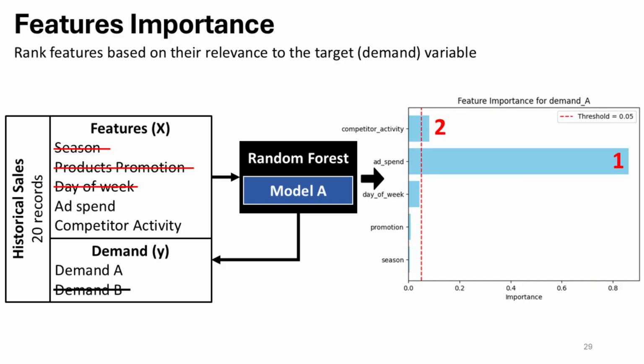This visualization is incredibly powerful for a business. It tells us that if we want to change our demand, we should focus our energy and budget on ad spend rather than worrying about the day of the week. By narrowing our focus to these 2 key variables, we can simplify our model, making it more robust and easier to maintain, while ensuring our optimization engine is reacting to the factors that actually move the needle on profit.